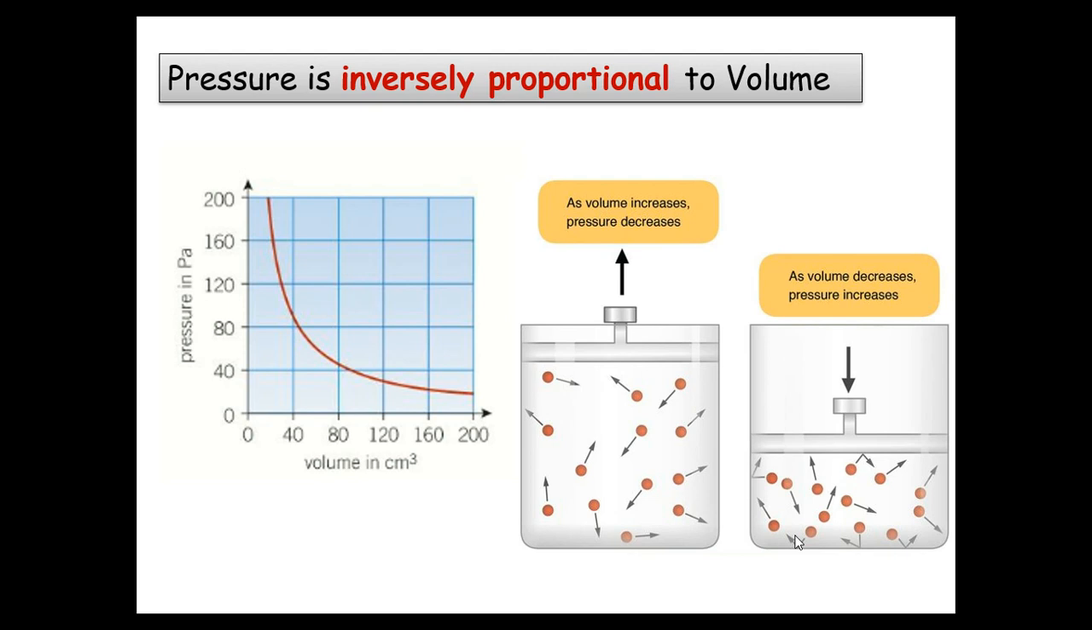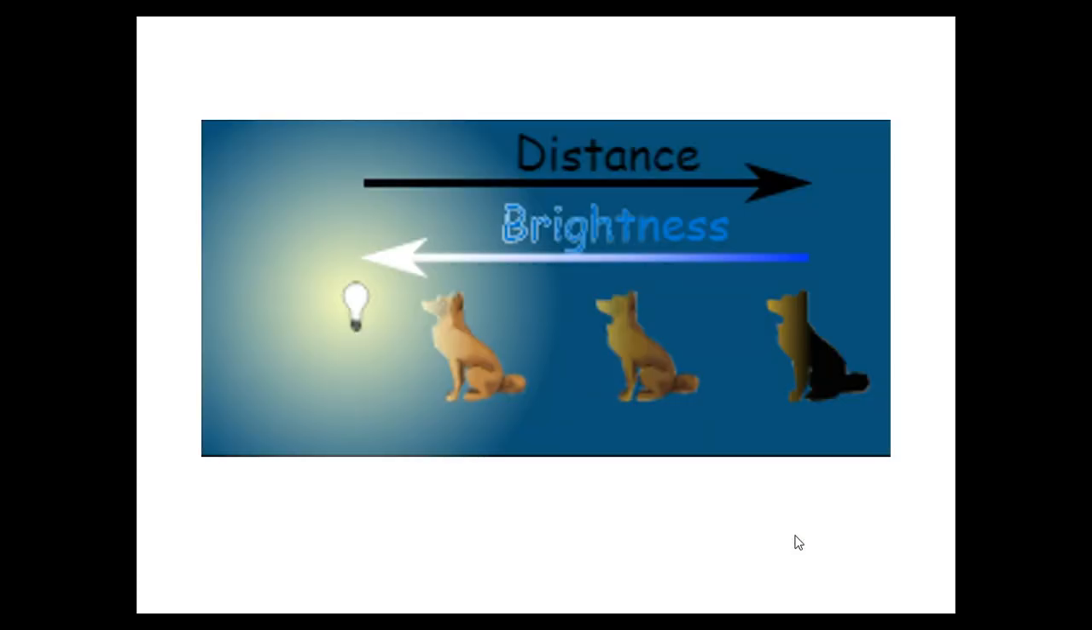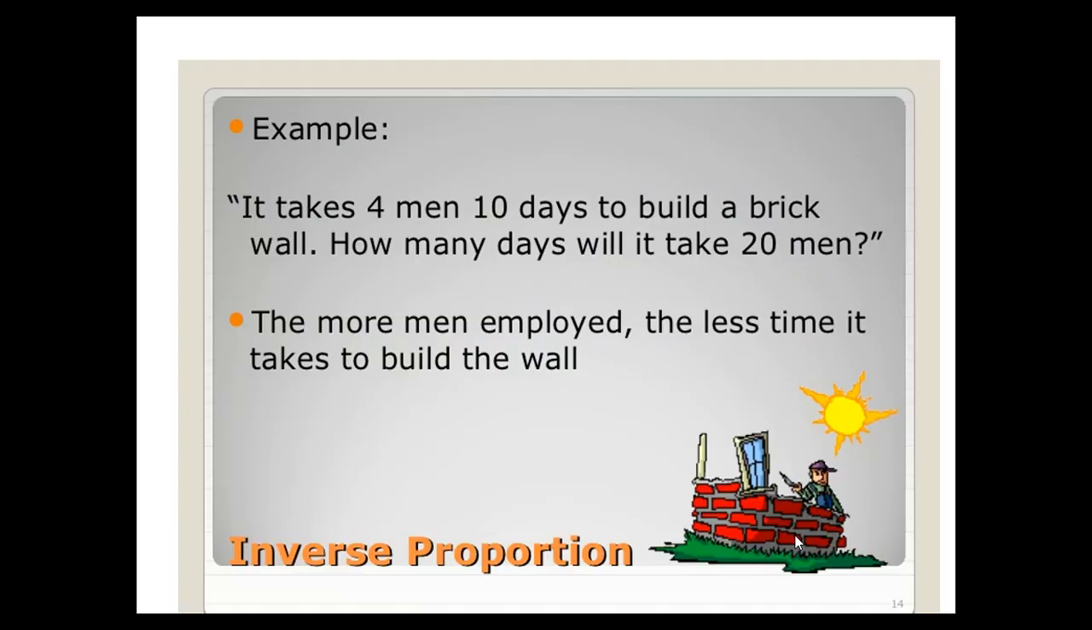Just a couple more examples of quantities which are inversely proportional to each other. If you get further away from a radiation source, like a light bulb, then the greater the distance, the less the brightness, showing a type of inverse proportionality. Builders and time taken to build a wall is another example. The more builders you have building a wall, the less time it will take.